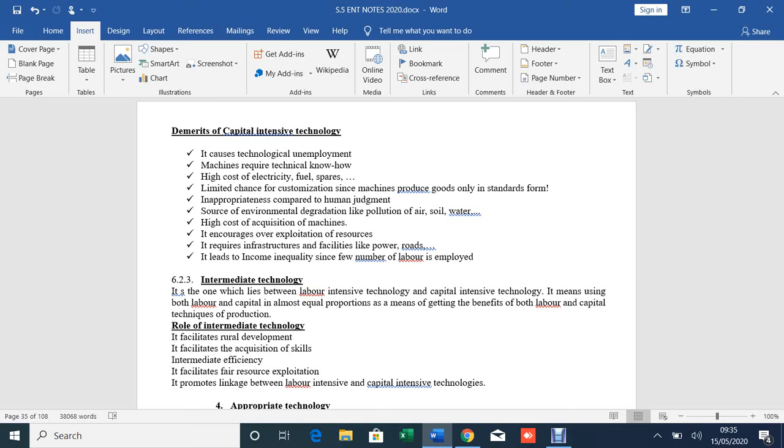Intermediate technology is when you choose to use both labor-intensive technology and capital-intensive technology. It means that in our country you have the capacity to use almost equal proportions of the means, getting the benefit of both labor and capital techniques of production, because in our businesses you are able to use half for capital and half for labor. That is intermediate technology.